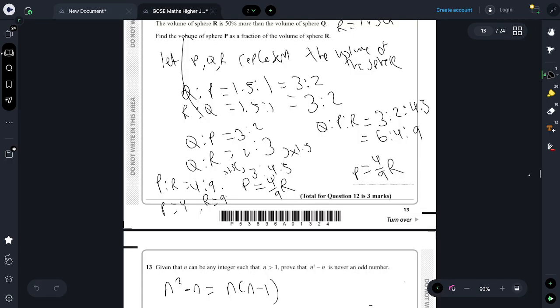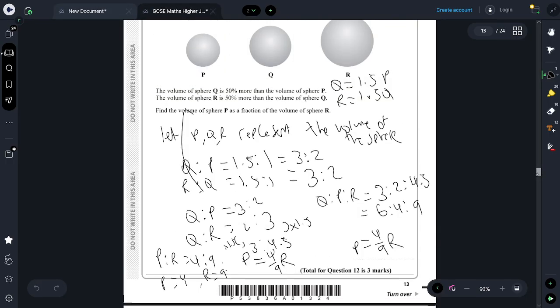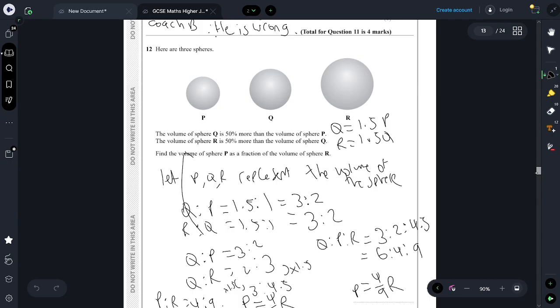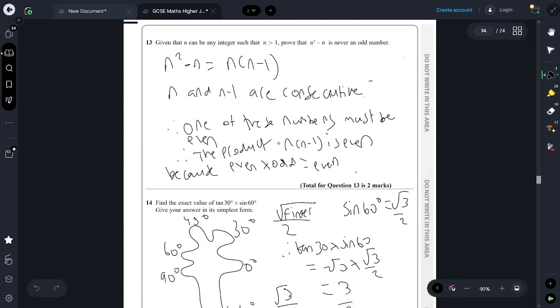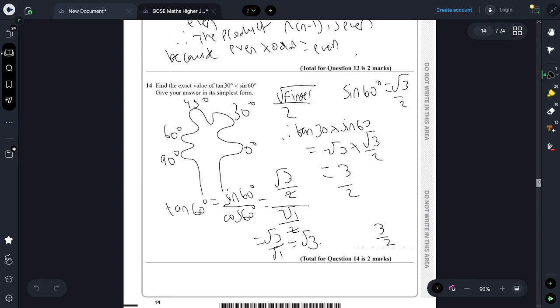But that's where that comes from. But yeah, there was a ratio question as well. There was a lot of ratio questions on the other paper. An algebra proof question came up. A trig one didn't come up, but I highly predict there will be a trig question on your paper.